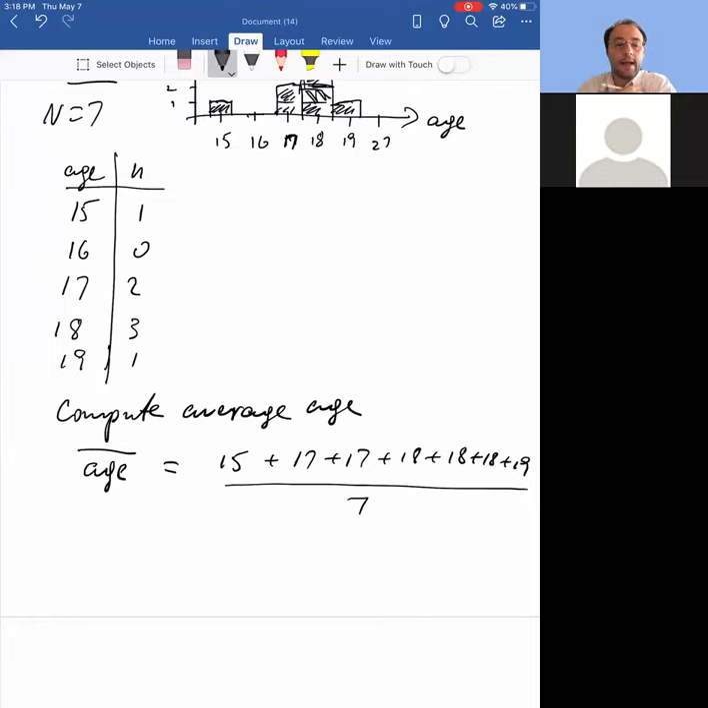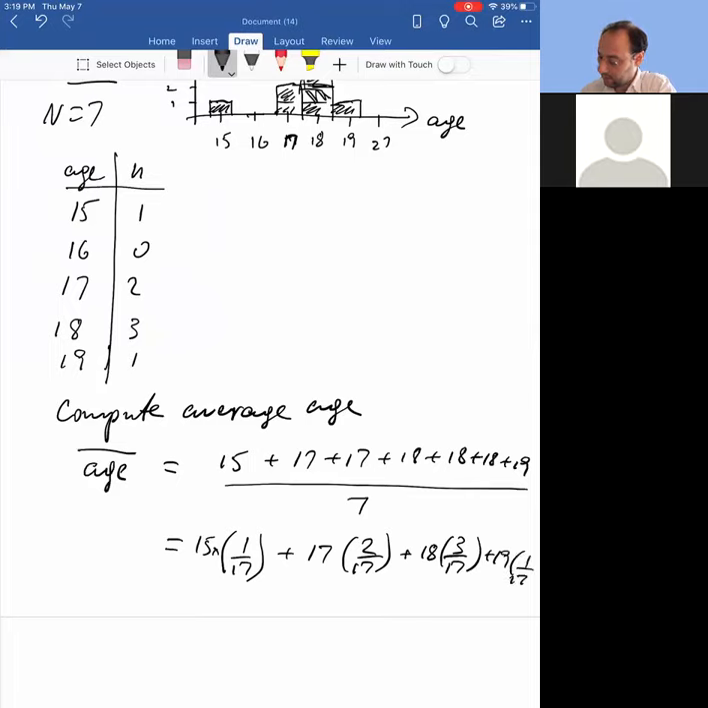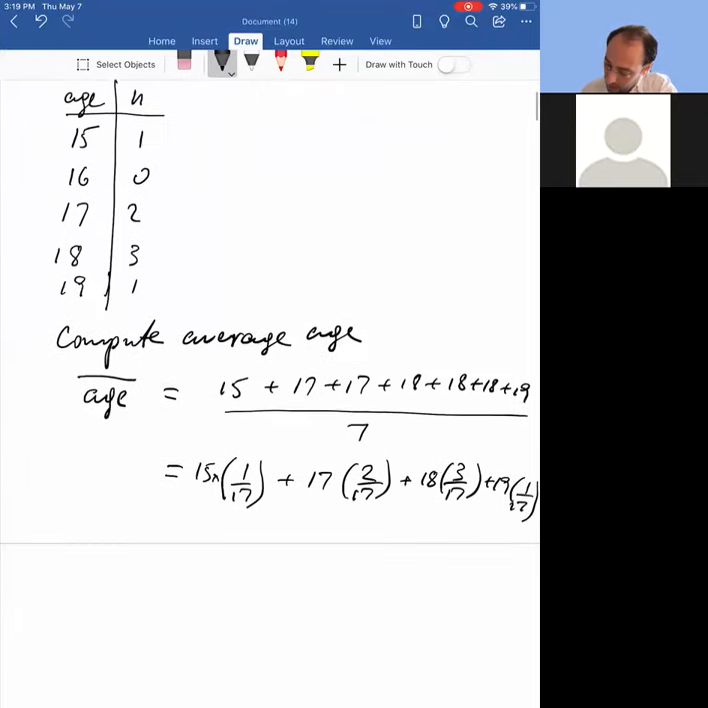But there's a better way of doing this. Let me rewrite that like that. So this is 15 times 1 over 7, plus 16 times 0, plus 17 times 2 over 7, plus 18 times 3 over 7, plus 19 times 1 over 7.